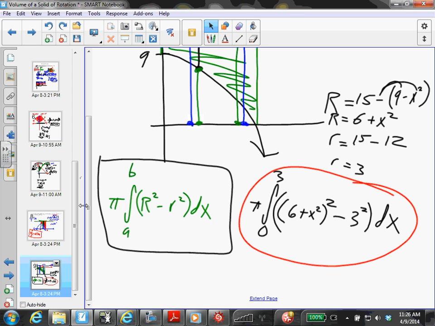And that right there is, once again, something that could be put in your calculator. But I just wanted to make sure that I showed you how to set those up whenever the location of the axis of rotation changes. It may not always be the x-axis. It can move up and down. And when it does, you just have to do a little extra work to find out what your radius is going to be. And from there, the problem works the same.